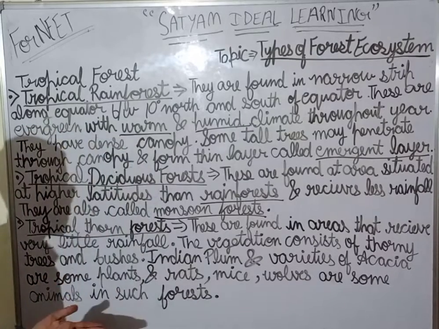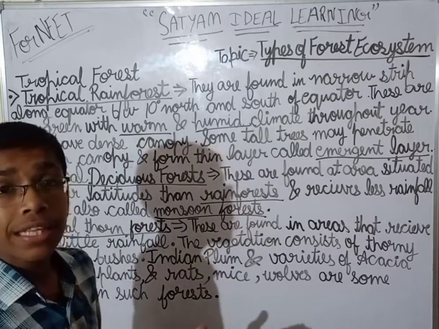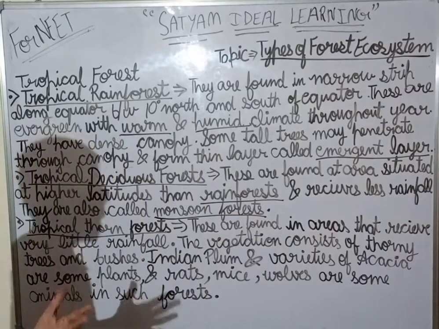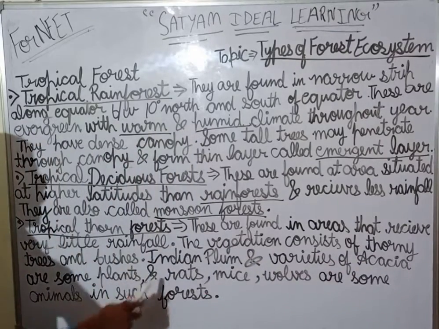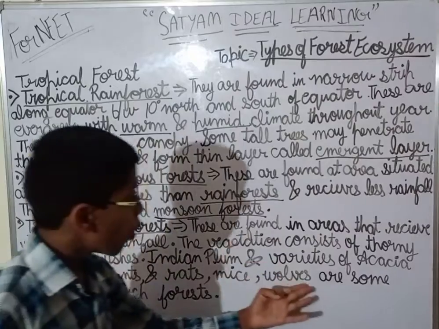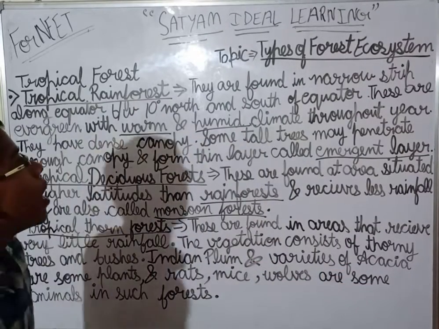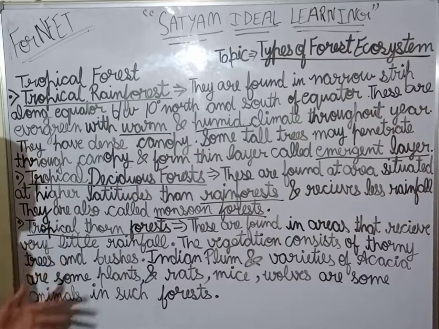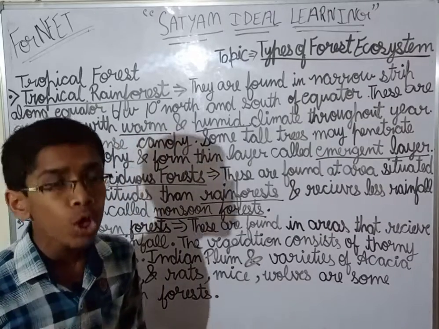Now what are the examples? Indian plum, which we call ber in Hindi, and varieties of acacia are some plants, and rats, mice, and wolves are some of the animals in such forests. Lion also. So these are some of the animals and plants, and the climate I have told you, and the latitude also I have told you.